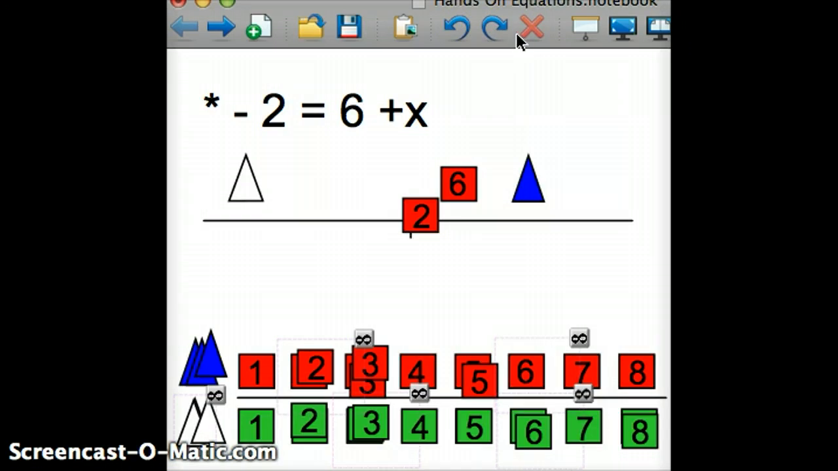Another way to do this is to add a 0 to both sides. So a star to both sides. When I add a star to both sides, I've created a 0 right here that I can remove. And when I remove that 0, I have 2 star equaling 8. So each star equals 4.